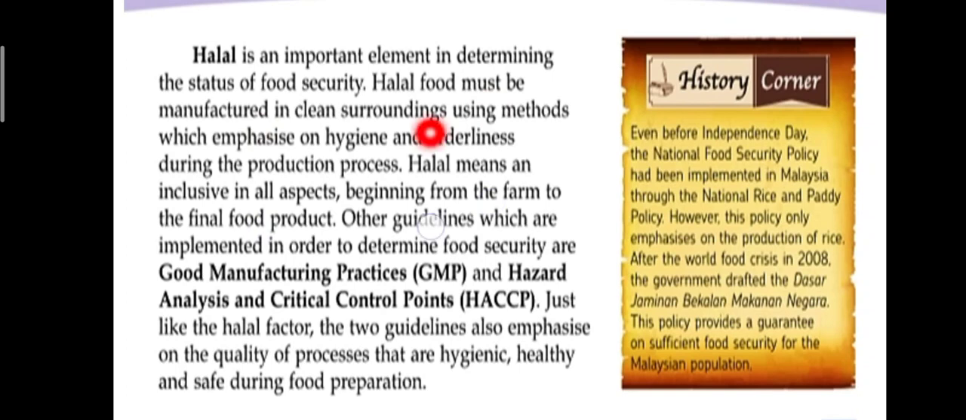So other guidelines implemented to determine food security are GMP, okay, good manufacturing practices, and also HACCP, hazard analysis and critical control point. So just like the halal factor, these 2 guidelines also emphasize the quality, okay, quality of the food preparation lah. So dari segi hygiene, health, and safety lah.